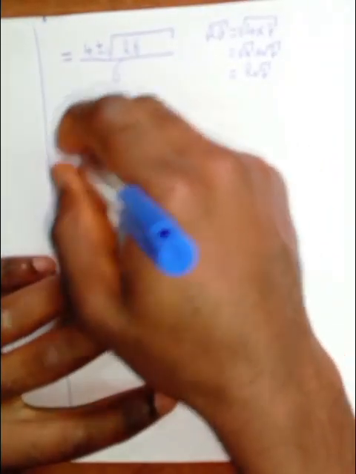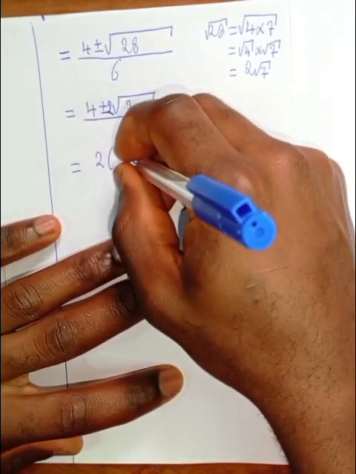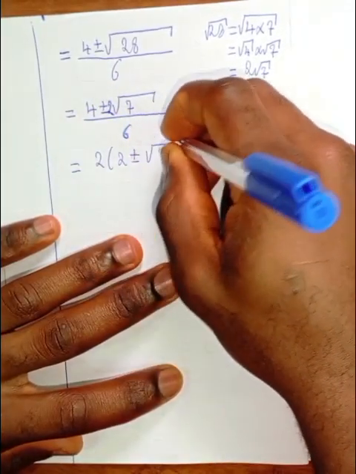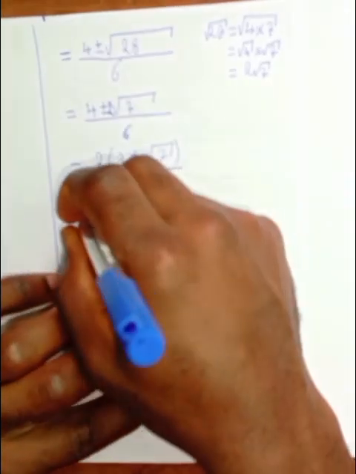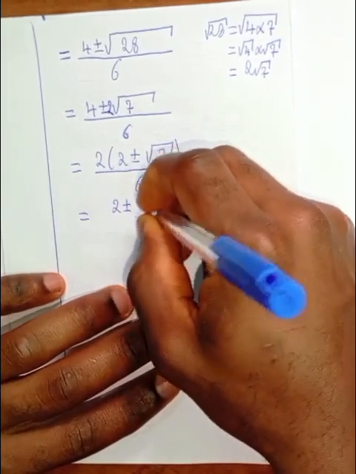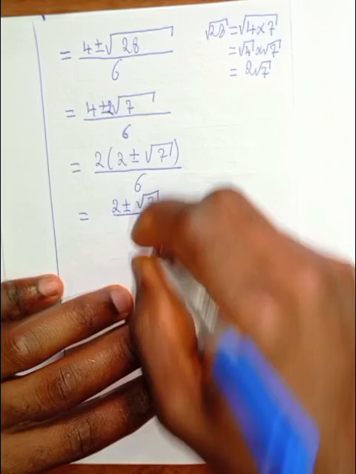At the numerator, we can factor out 2. We know 2 times 2 is 4. We put the plus or minus. 2 times root 7 gives us 2 root 7. We divide by 6. This will be equal to 2 plus or minus root 7 all over 2, where 2 goes into 6 3 times.